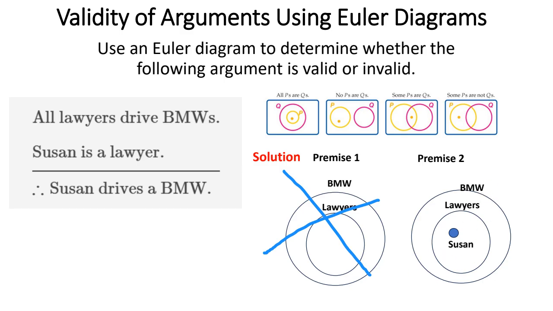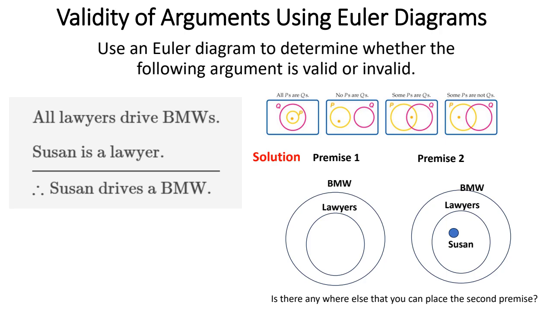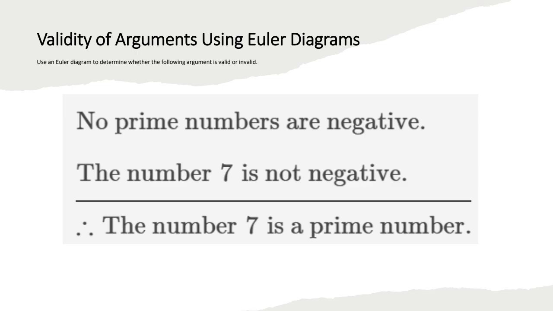But don't forget, always ask yourself if you can place that second statement anywhere else. So one of the things you want to ask yourself is, can I draw my picture so that my conclusion is not true? And if you can, then that means that the statement is going to be invalid. Okay. So here we cannot put Suzanne anywhere else. So therefore, this statement is going to be valid. Okay. Let's do a couple more.